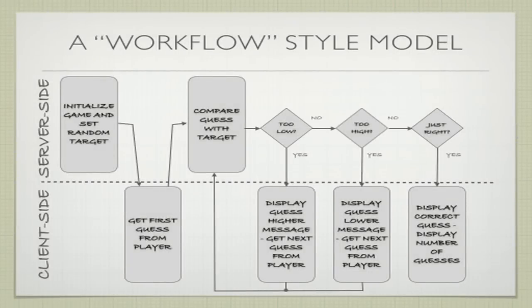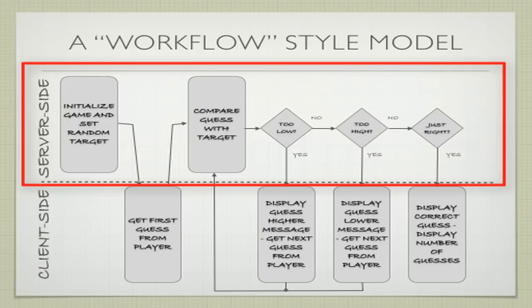Here's a workflow style model about how the game is played. As you can see, we have two what we might call swim lanes, which I have labeled as the server side and the client side. On the server side are parts of the process that will be done by the game master, the thing that is controlling the game, coming up with the random target and determining whether a particular guess is true or false.